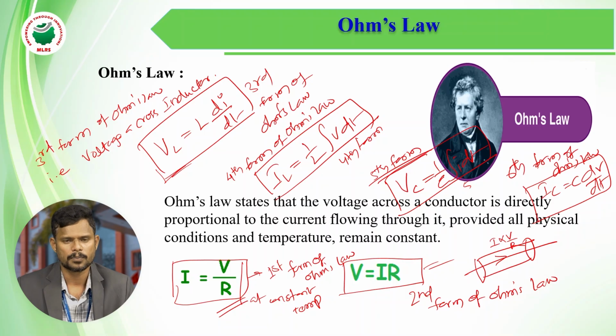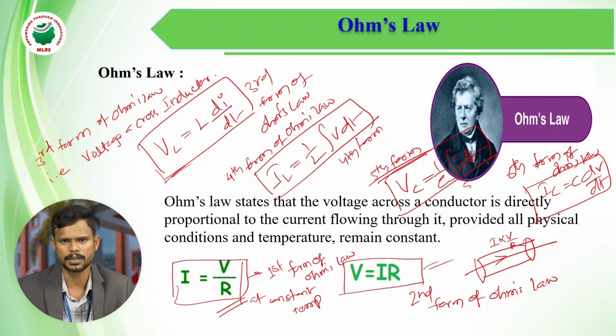The current through the resistor is I equal to V by R, which is the first form, and the voltage across the resistor is V equal to IR, which is the second form. The voltage across the inductor, VL equal to L into di by dt, is the third form of Ohm's law, and the current through the inductor, IL equal to 1 by L integration V dt, is the fourth form of Ohm's law.